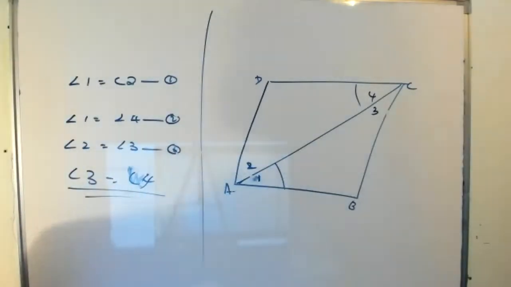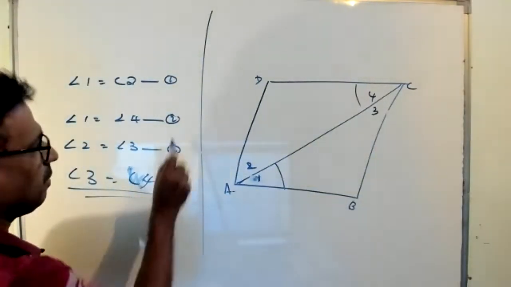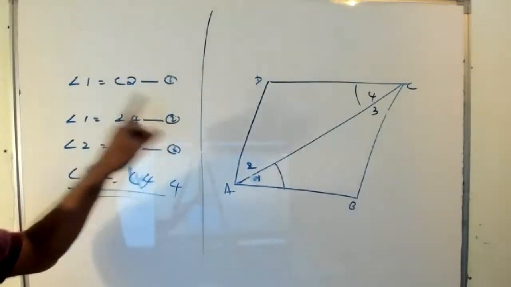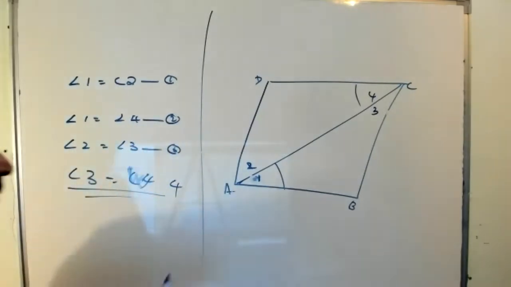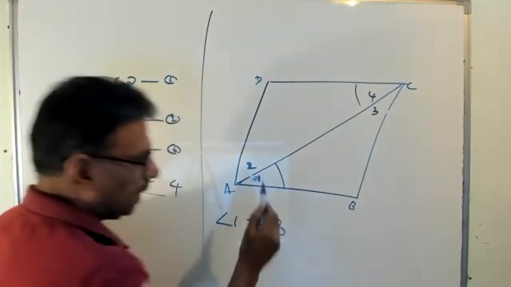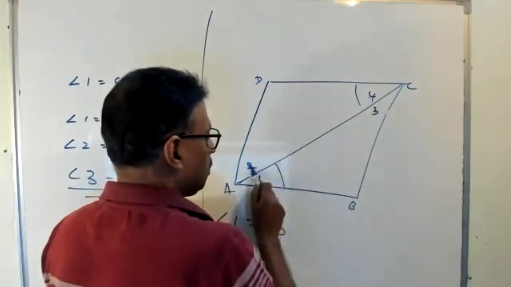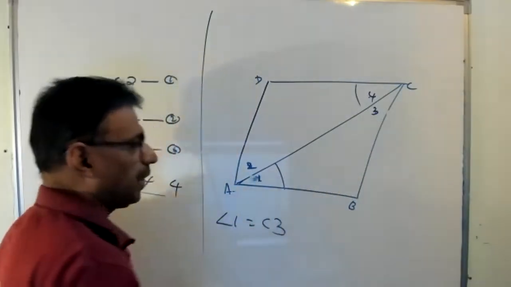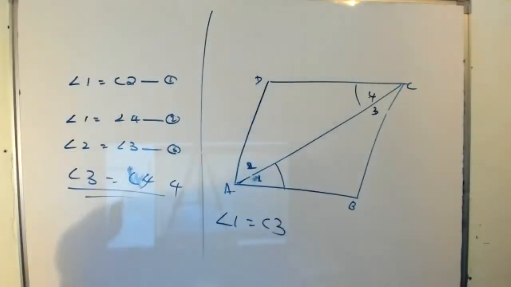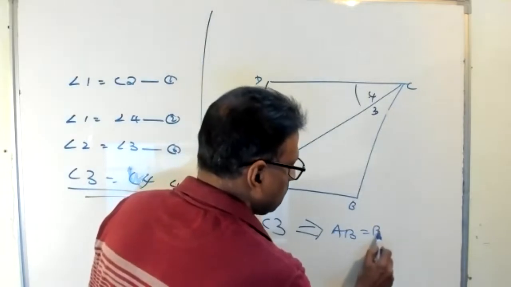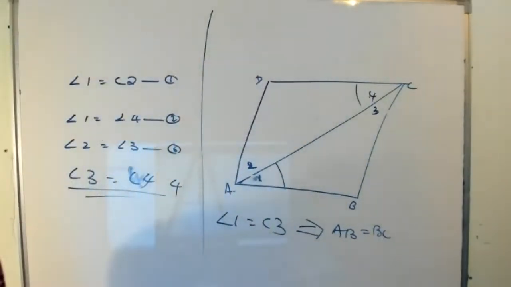Now we got 3 equal to 4. Look, this is number 1, 2, 3, 4. 1 equal to 2, 1 equal to 4, 2 equal to 3, 3 equal to 4. That means angle 1 equal to angle 3. Agree or not? So 1 equal to 3, right? Are you okay? Yes, sir. If 1 equal to 3, which implies AB equal to BC, since sides opposite to equal angles are equal.